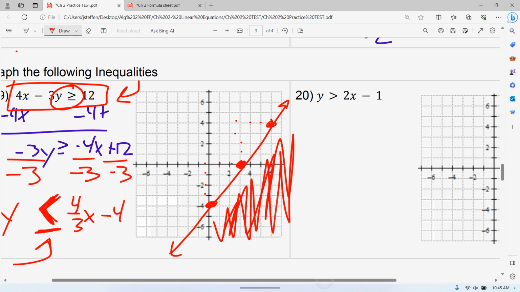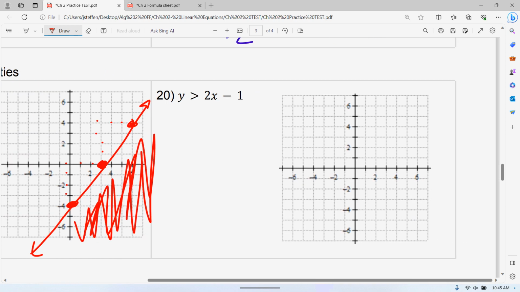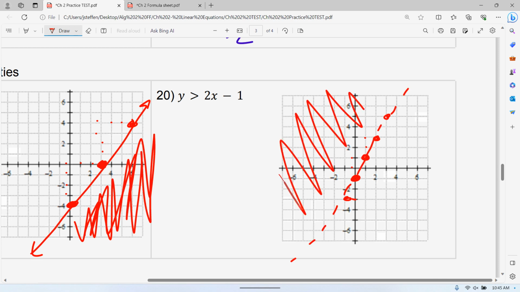This one's already in slope-intercept form, so my y-intercept is negative 1. I go up 2 over 1. Again, I like to do that a couple times. Up 2 over 1 to the right is the same thing as down 2 over 1 to the left. And that is a dotted line. It is greater than. Since y is greater than, it's above. The other one, y is less than, we shade below.